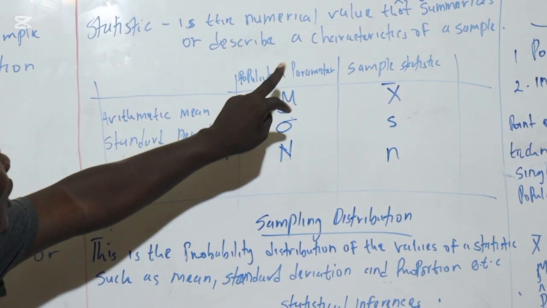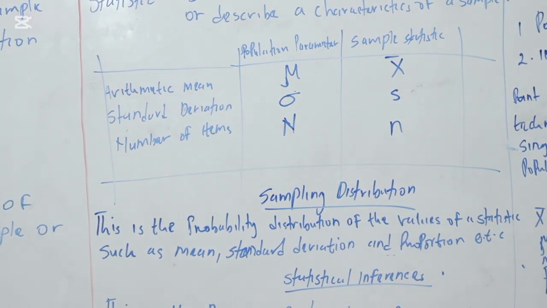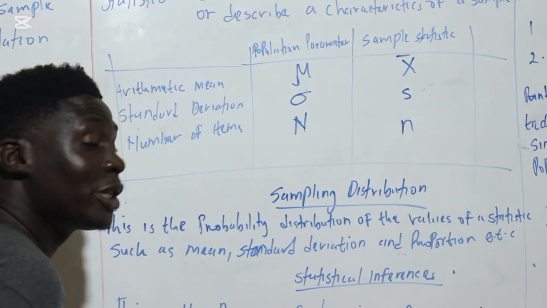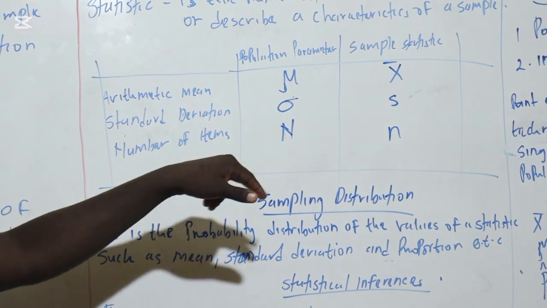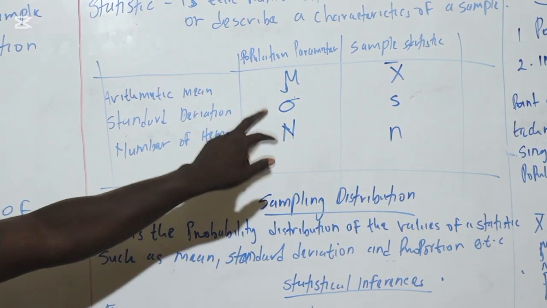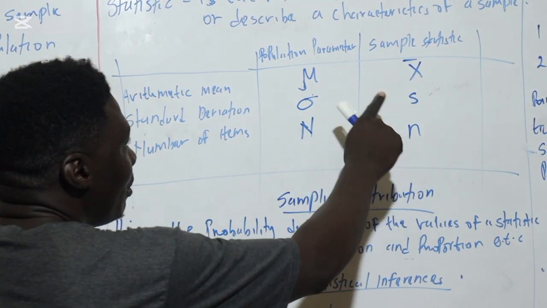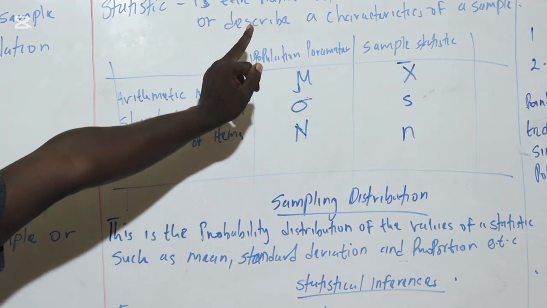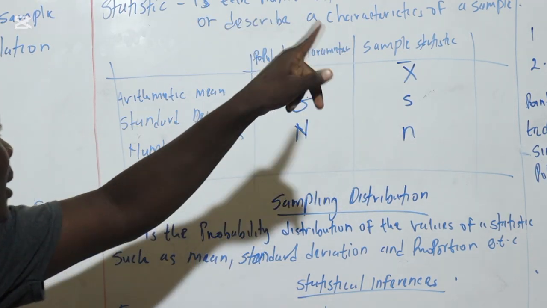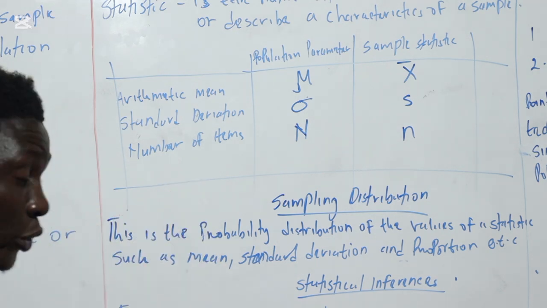Now the number of items in population parameter is given by capital N. For sample statistics, it is given by small n. So in a question, when you find the number of items is given by capital N, just know that it's talking about the population parameter. If it's small n, it is talking about sample statistics. If it is sigma, population parameter; if it is S, sample statistics. And that will lead me to the second subtopic, sampling distribution.